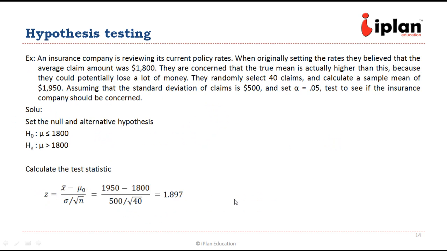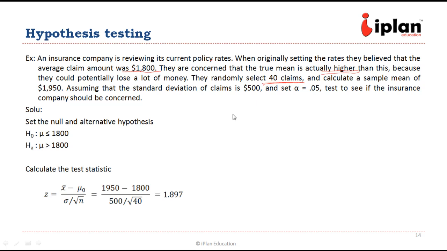Now let us take one more example. Your insurance company is reviewing the current policy rates. When originally setting the rates, they believed that the average claim amount was 1800. Now they are concerned that the true mean is actually higher than this. So this is what they want to test, because they could potentially lose a lot of money.